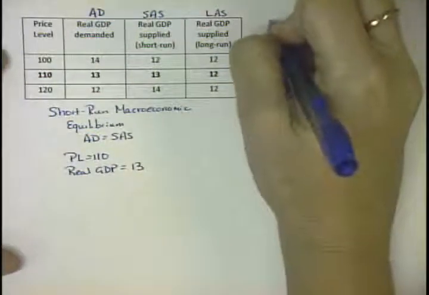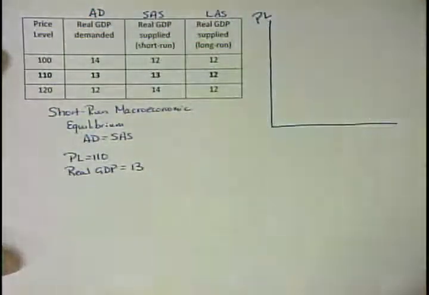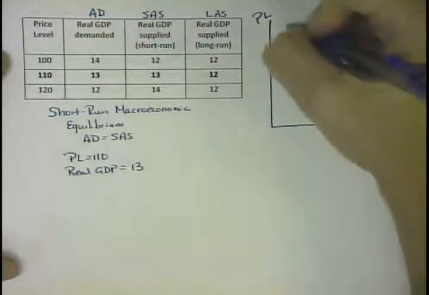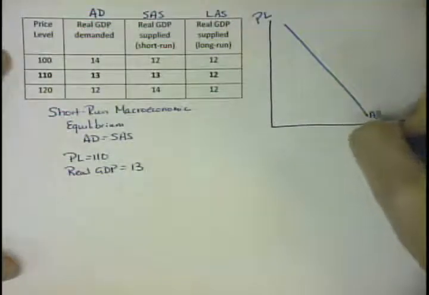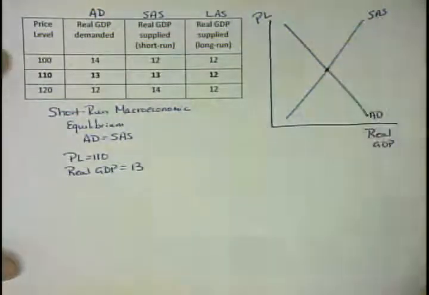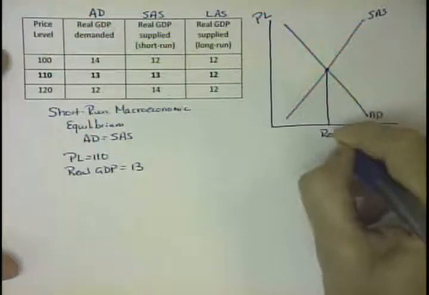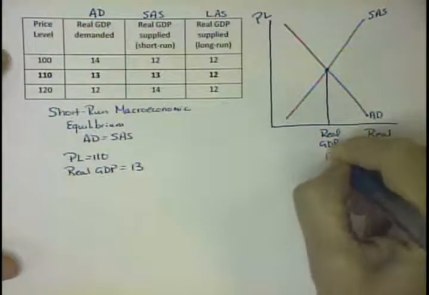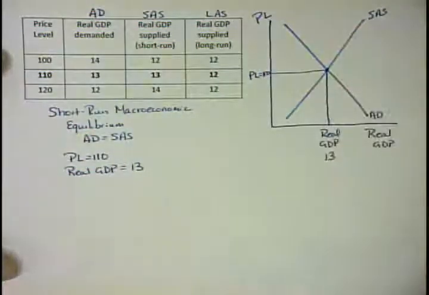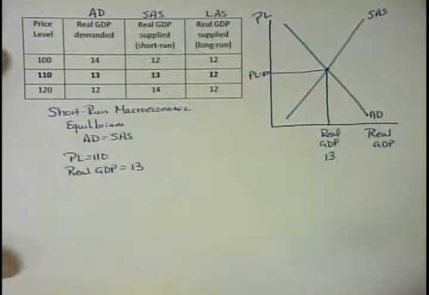So let's see what that looks like in a graph. So we have the price level here, we have real GDP here, okay, we have our aggregate demand curve, we have our short-run aggregate supply curve, okay. So our short-run macroeconomic equilibrium now is going to be 13. Okay, our price level is going to be 110. Okay, so this is our real GDP. This is how much we're actually producing as a nation.